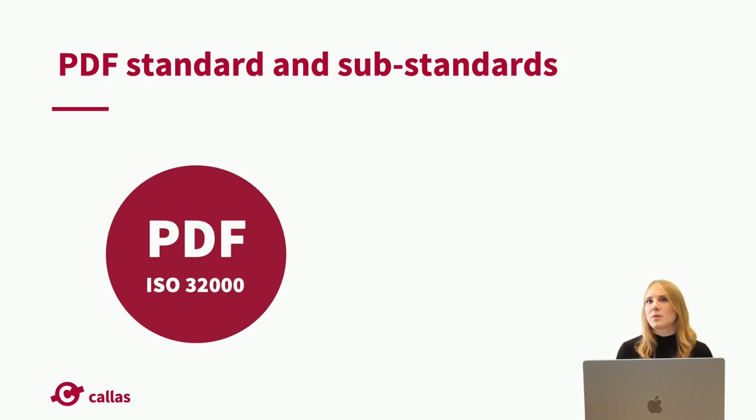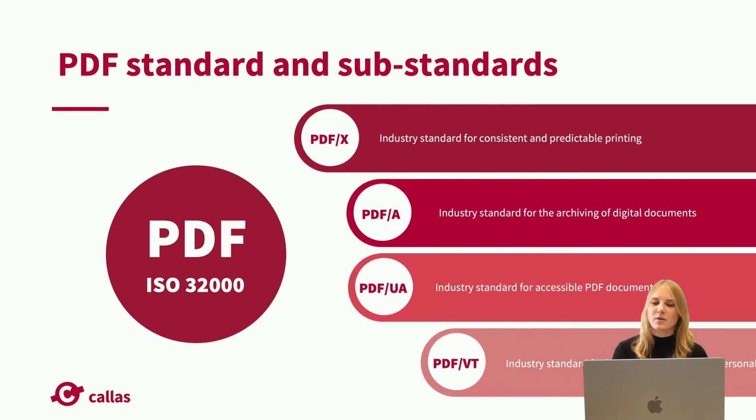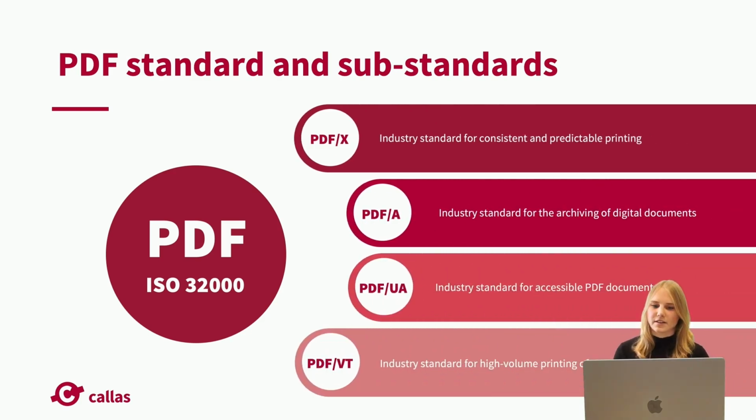Because of this complexity, over the years, several substandards have been developed from the general PDF standard. These substandards are tailored to specific use cases. For example, PDF/A is the industry standard for archiving digital documents, PDF/UA for accessible documents, and there is the PDF/X standard that is for the graphic arts industry and which many of you are probably familiar with.